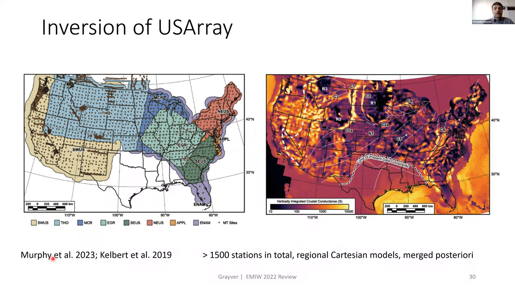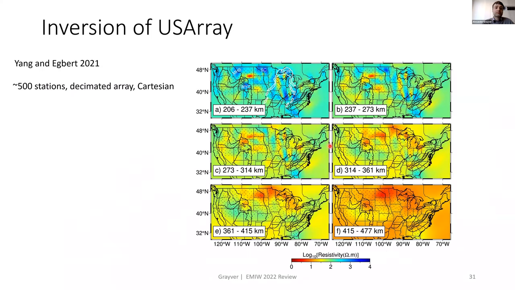And then Murphy et al., with colleagues, Kelbert, with colleagues, they inverted parts of this array and later merged them to create the conductivity model for the mainland US. Young and Egbert have also worked with this array. So they, for instance, decimated this array, so they were left with roughly 500 stations, and also inverted these for the deep mantle conductivity structures and interpreted them in terms of mantle water content.